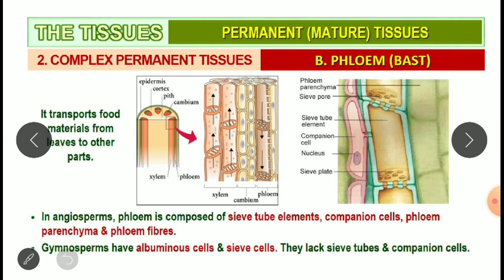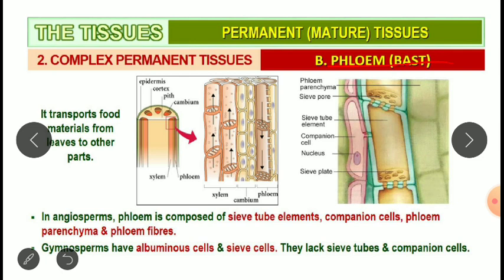Now, coming to the second important permanent tissue, that is your phloem. Phloem is the food conducting tissue of the plant. Like the xylem is the water conducting tissue, in the same manner the phloem is the food conducting tissue of the plant.